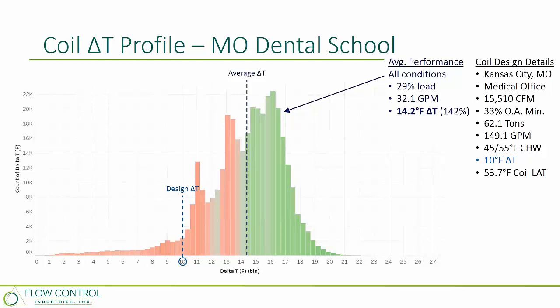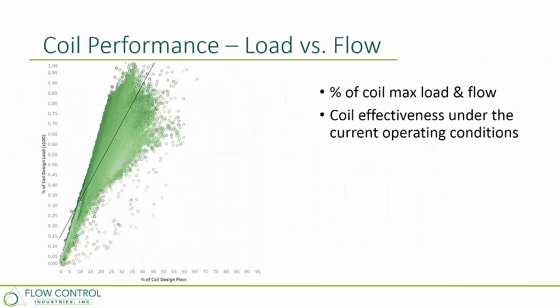And the main reason for that is delta T is a result, right? It is a side effect of the control and the different parameters that go into that: the water temperatures, the air temperatures, the flow rates. So it is just one metric that we can use for evaluation. If we take that and look at it from a different perspective, we can look at load versus flow. That gives us a little bit more insight into how that coil is actually performing.